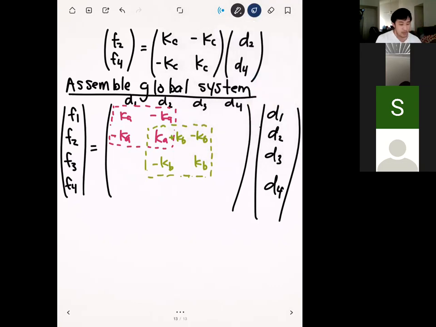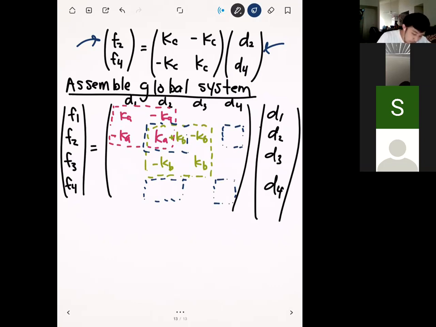Okay. And then finally, we have element C, which is given by this guy right here. Okay. And so you can see here that this is connected to the D2 and D4 nodes. Okay. And so the places that we're going to add it, I'm going to go ahead and box, right? Okay. And so since these are 2 nodes that are not next to each other in the matrix, we have to make sure that we add them all to the appropriate D2 and D4 slots. Okay. So the first slot is going to be right here.